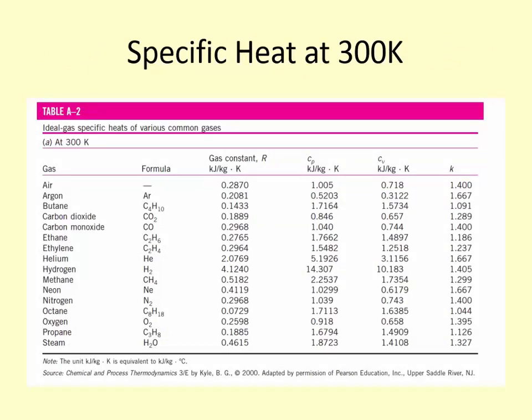So previously we've come to this table to look at the gas constant, but there's three other columns, C sub P, C sub V, and K. And if you were to do the math on those, you would find that C sub P is equal to C sub V plus R, and that K is equal to C sub P over C sub V.